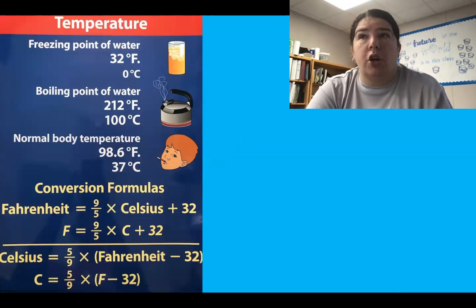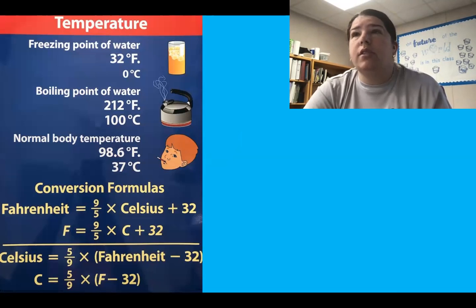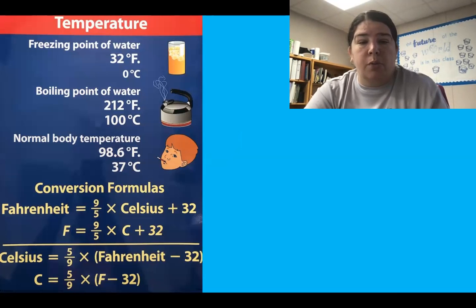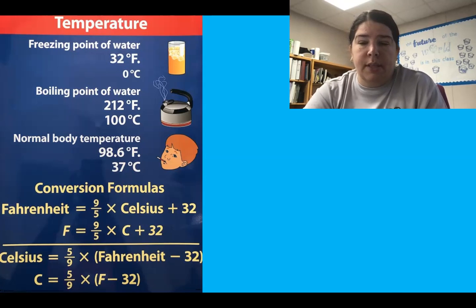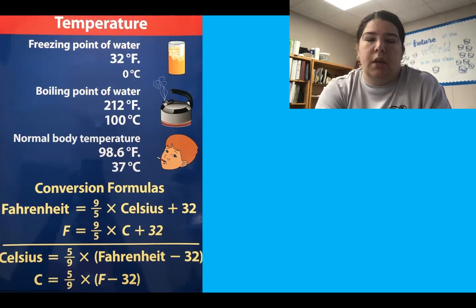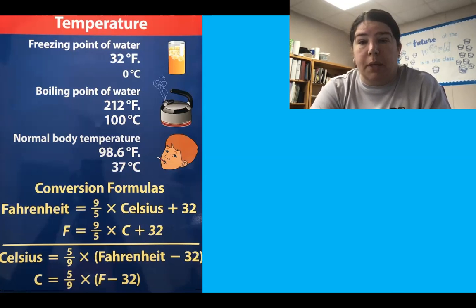As far as temperature goes, let's review this chart. This chart is of your temperature. You want to make sure that you know the freezing point of water in both Fahrenheit and Celsius, 32 degrees in Fahrenheit and 0 in Celsius. The boiling point of water, again, two temperatures, one in Fahrenheit, one in Celsius, 212 degrees Fahrenheit and 100 in Celsius. And your normal body temperature, even though this kid looks a little sick, hopefully he's not, would be 98.6 degrees Fahrenheit and 37 degrees Celsius. You don't have to worry about conversions yet. That'll be in fifth grade. We'll make you do that.